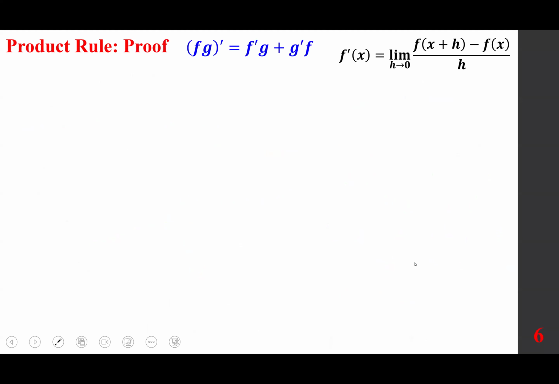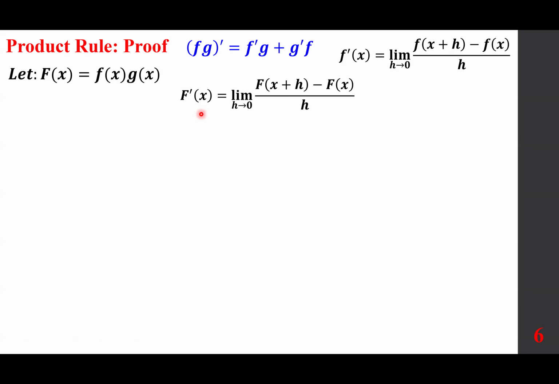And now, the proof of the product rule. Again, the shorthand notation: (fg)' is f'g plus g'f. I'm going to remind you that the definition of the limit is used here. The f' of x is the limit of f of x plus h minus f of x over h as h approaches 0. So let capital F of x be the product of f and g. So we are going to go with capital F prime, replacing the lowercase f with capital F.